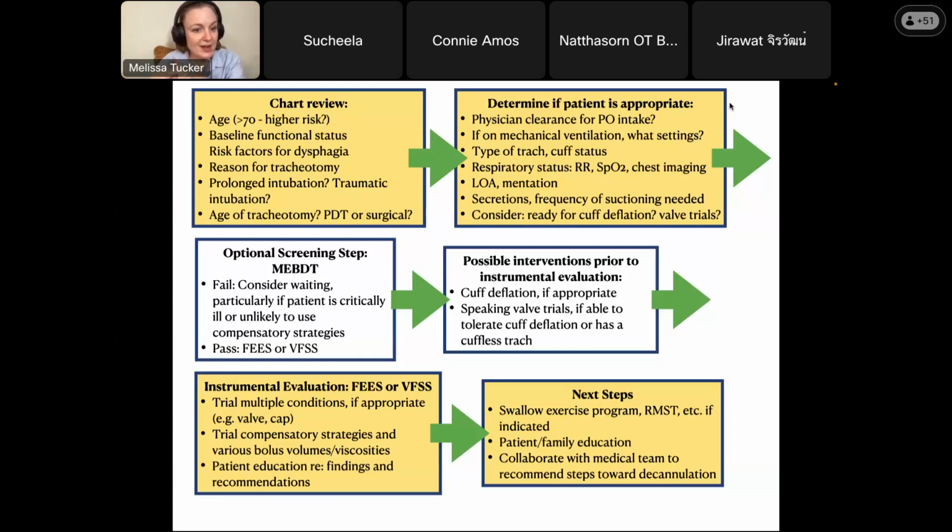I would try multiple conditions if appropriate. So a valve, if they're able to tolerate it, or finger occlusion or capping. And during my FEES, I want to take the time to try compensatory strategies and various bolus volumes or bolus viscosities. And during or after my FEES, I want to do a lot of patient education about the findings and the recommendations.